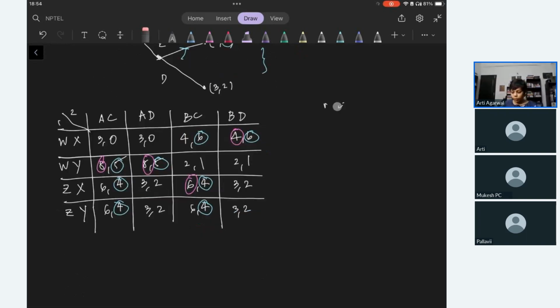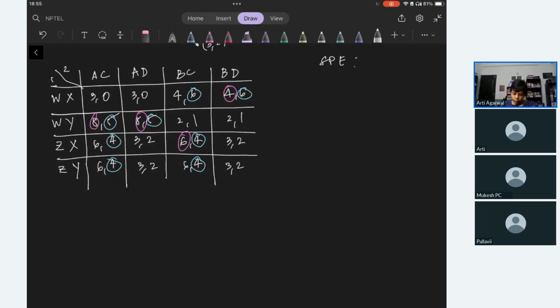I'm only writing subgame perfect equilibria, because the others you can see from the diagram itself. Okay, so you have WY, comma, AC, and ZX, comma, BC. Sorry, not WX, this is ZX. These are the only 2 subgame perfect equilibria.